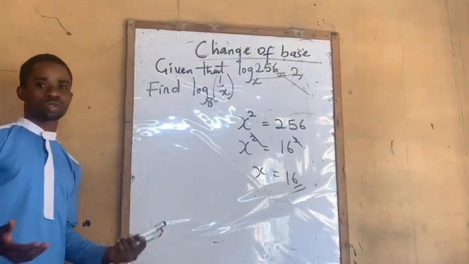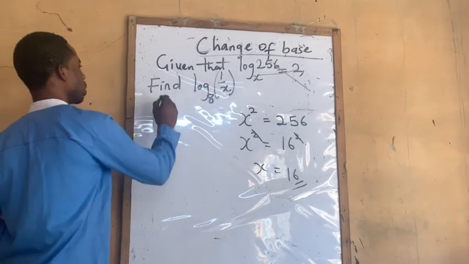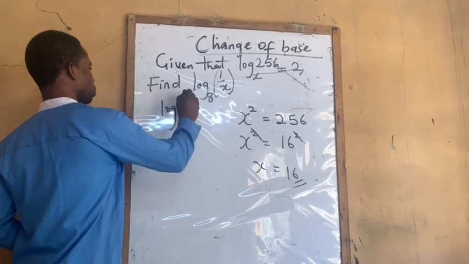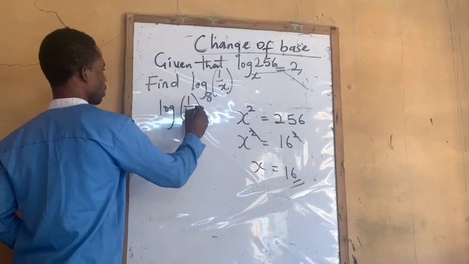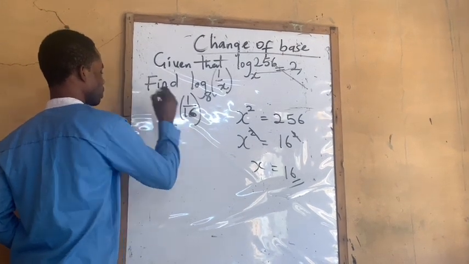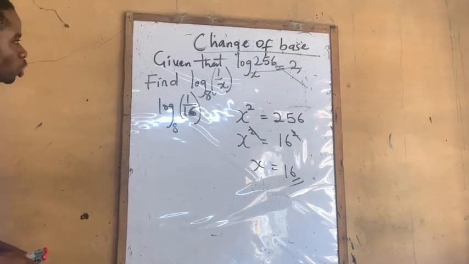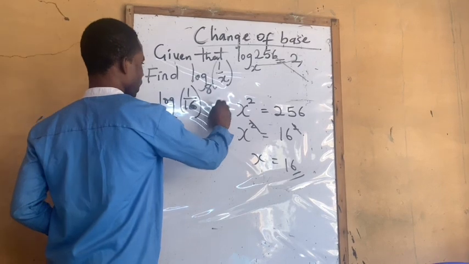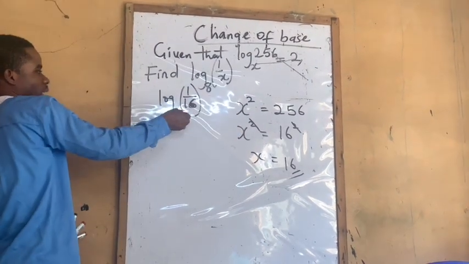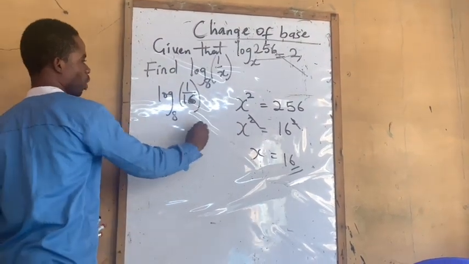This is going to be your past questions in the down. I want you to find this. That means log of 1 all over 16, base 8. Now, like I told you, even though we don't want to use change of base, you can use the normal method. Let it equal x. Now, bring 8 raised to the power x equals 1 over 16.